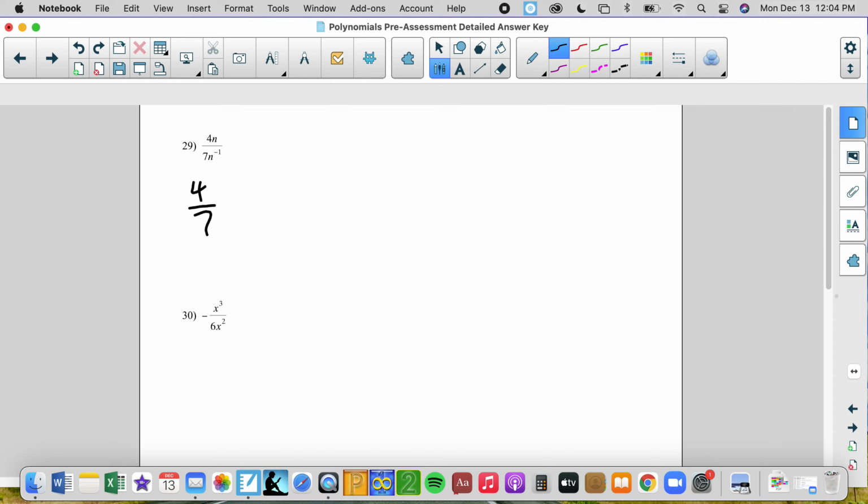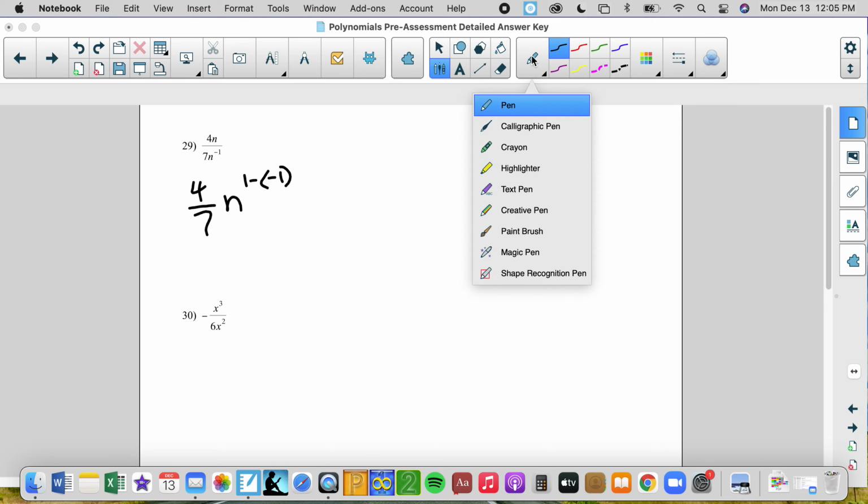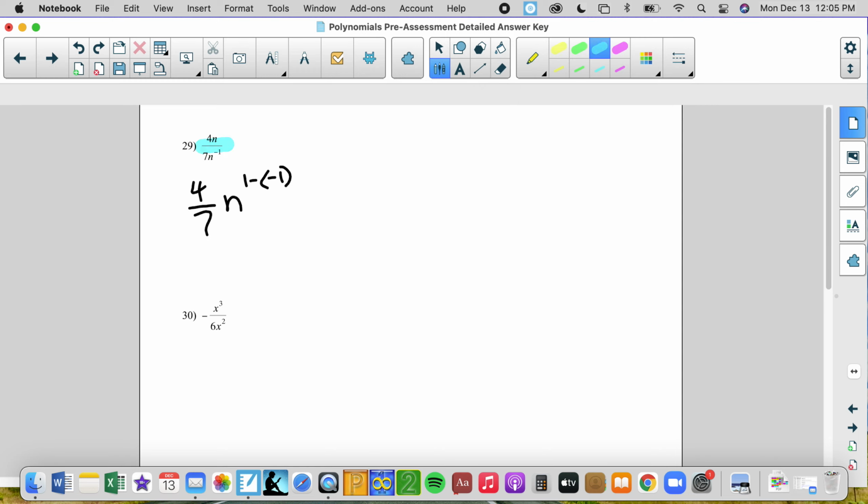So our fraction 4/7 n to the 1 minus negative 1. How many people made a mistake there? How many people wrote n to the 1 minus 1? I know you were there. I know, because it's 1 minus the negative 1. This division is represented in that subtraction. This negative in front of the 1 is the denominator, and that 1 up there is that 1. There's an invisible 1.